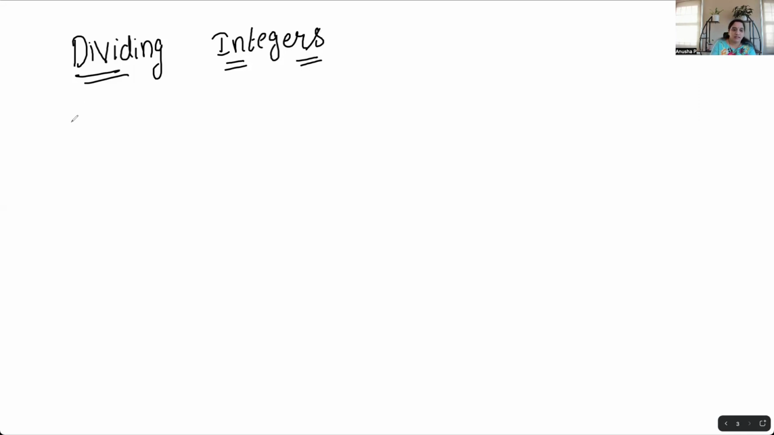Okay. So the first example, if you have negative 20 divided by positive 5. Okay, negative 20 divided by 5. So what is 20 divided by 5? We know which is 4. And now we have to check the number of negative or minus signs. Here we have only one negative sign or one minus sign. So the answer will be negative or minus 4.